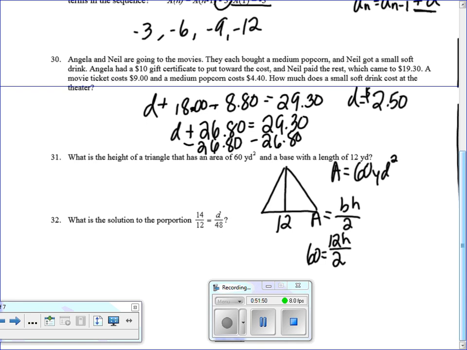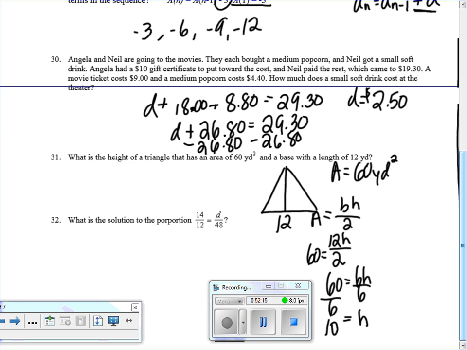Okay, I would go ahead and simplify this part. We do know that 12 divided by 2 is 6. So we have 60 equals 6h. And then divide both sides by 6, and you'll get h is equal to 10. So we know the height of this particular one is 10.